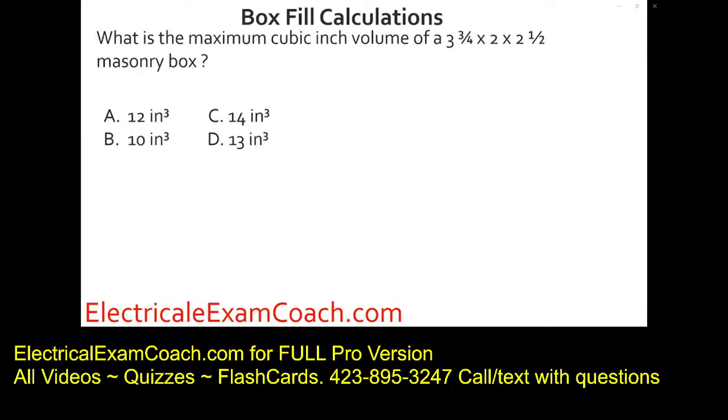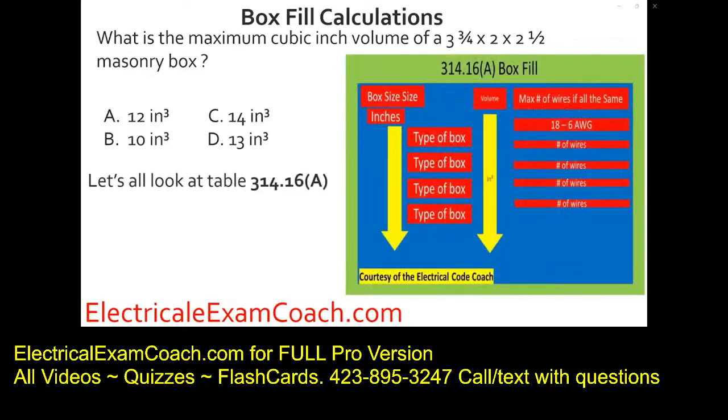What is the maximum cubic inch volume for a 3 3/4 by 2 by 2.5 masonry box? For this one, we're going to head to 314.16(A), and we're going to use that middle column, that volume column, and we want to find out how many we can do. We come down, we look very closely, and we find that it's 14 cubic inches. This is very important that we understand this process before we move on into more complex box fill calculations.